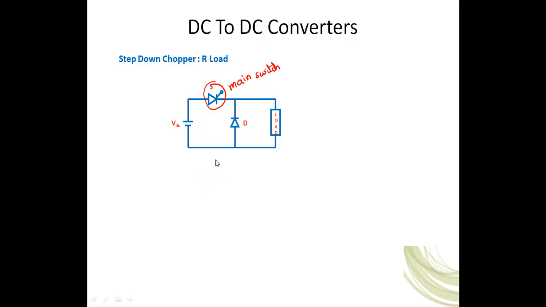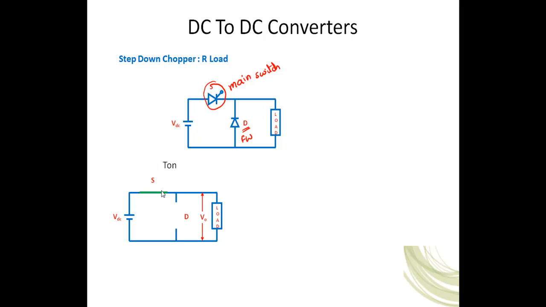Okay, so this diode is required to have the constant load current. That's not much. This is a freewheeling diode. You can call it a freewheeling diode, like we discussed in the case of rectifiers. Now when the switch is on, we'll see what the equivalent circuit will be. When the switch is on is nothing but during the T on duration.